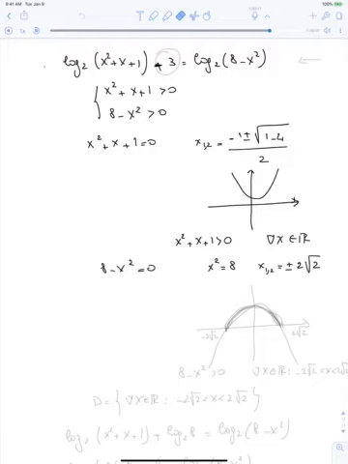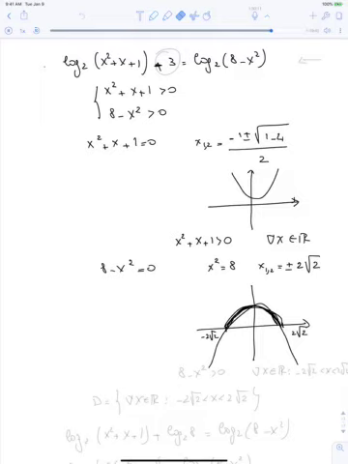This is going to be a parabola that looks downward because the sign of the x squared is negative. And we know that the intersections are at minus 2 square root of 2 and plus 2 square root of 2. So this is the first intersection, this is the second intersection, and the parabola looks downward because the sign of the x squared is negative. Now, the parabola is going to be positive in this interval here, between minus 2 square root of 2 and plus 2 square root of 2.